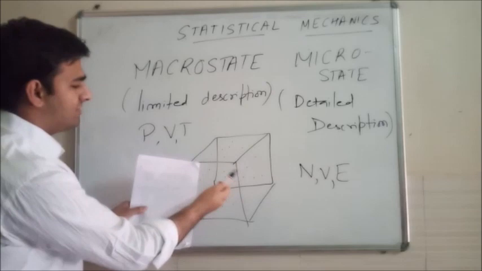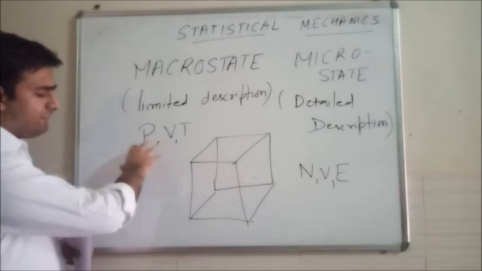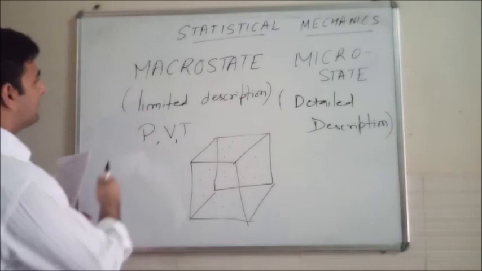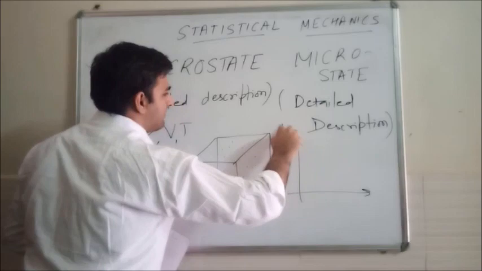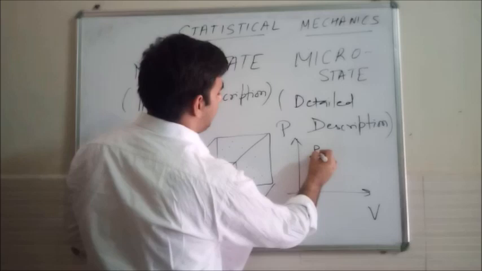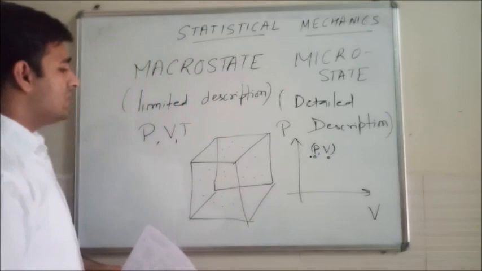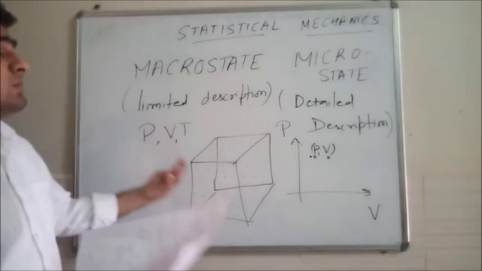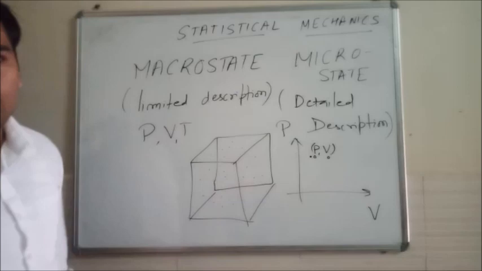And if you want a pictorial presentation, those macrostates exist in the P-V diagram. So that's P, that's V, and a given state has a value of P and V. So at a given point, we can describe the configuration of the system, a thermodynamic description. But how do the microstates of the system look like? For this, we need to jump into phase space.